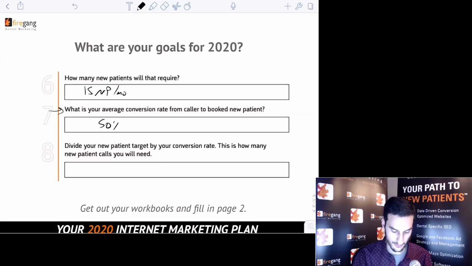For the sake of this example, I'm just going to use 50% to keep things simple. But think about what that is for you. And then now we can divide our new patient number by our conversion rate. And in this case, if we're at 50%, that means I need 30 calls per month in order to start hitting my target here.